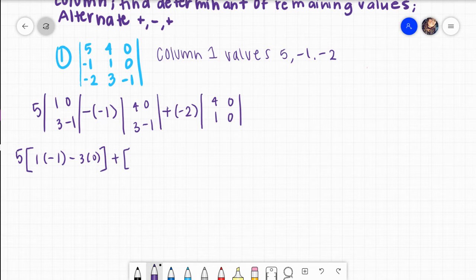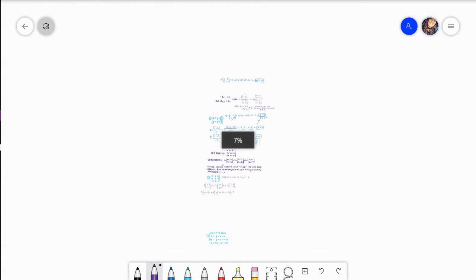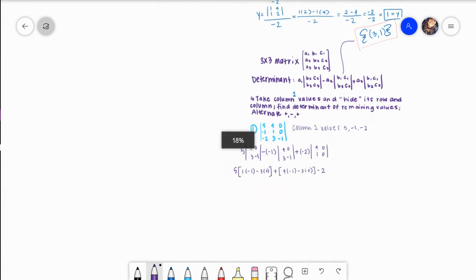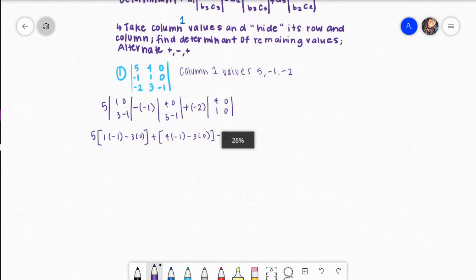So I'm just going to open up my bracket. Taking the product of the two diagonals, I would have 4 times a -1, subtract from that 3 times 0, close my bracket. I notice that I have a positive 2 and a negative, so those signs are different, so it's actually a -2. Then I'm going to open up my bracket.